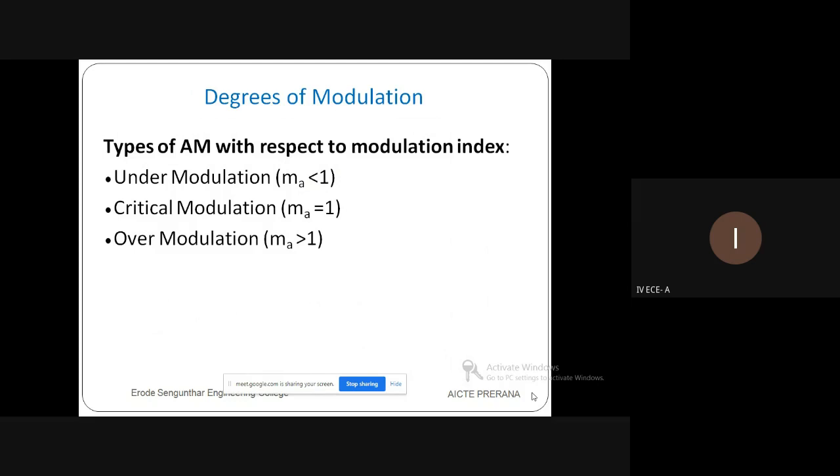And based on the modulation index value, modulation can be expressed in three different ways. If the modulation index value is less than 1, it is called under modulation. If the modulation index value is equal to 1, it is called critical modulation. If the modulation index is greater than 1, it is called over modulation.